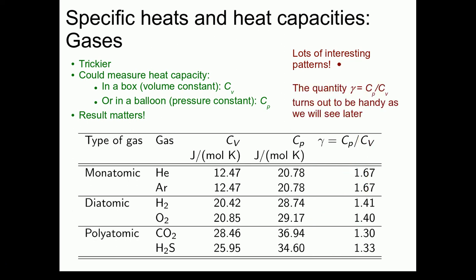You also see a quantity gamma in this table. Gamma is just a variable that's defined as the specific heat at constant pressure divided by the heat capacity at constant volume. We will see that this is a handy little variable later when we study a particular type of process with an ideal gas known as an adiabatic process.